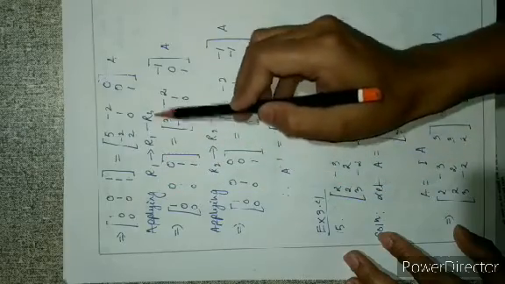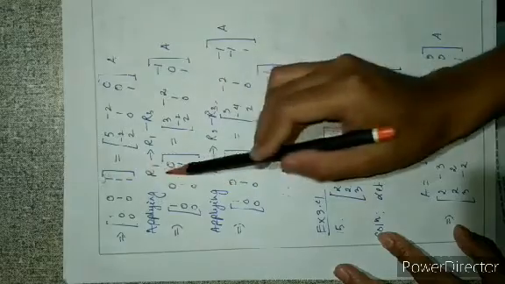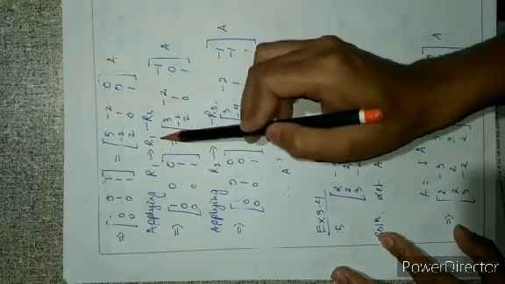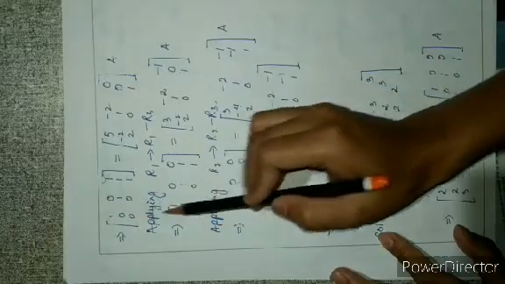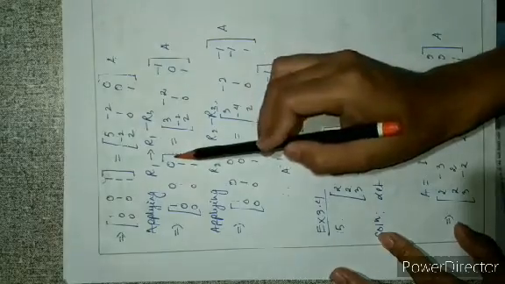Applying R1 tends to R1 minus R3. Since this one lies in the first row, we have to subtract all the elements of the third row from the elements of the first row. 1 minus 0 is 1. 0 minus 0 is 0. And 1 minus 1 is equal to 0.